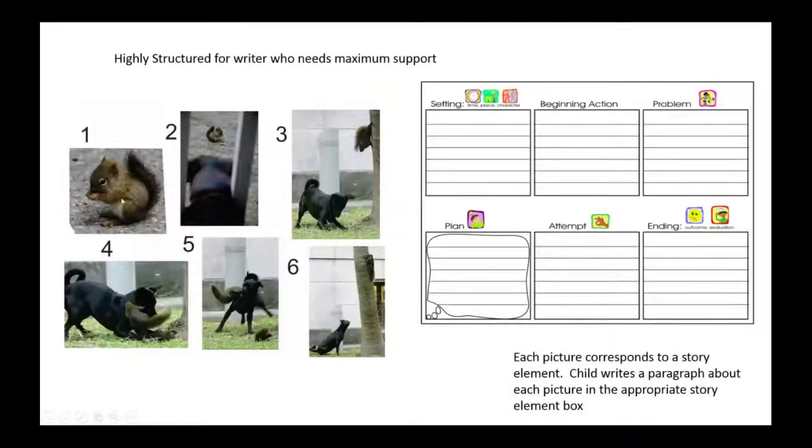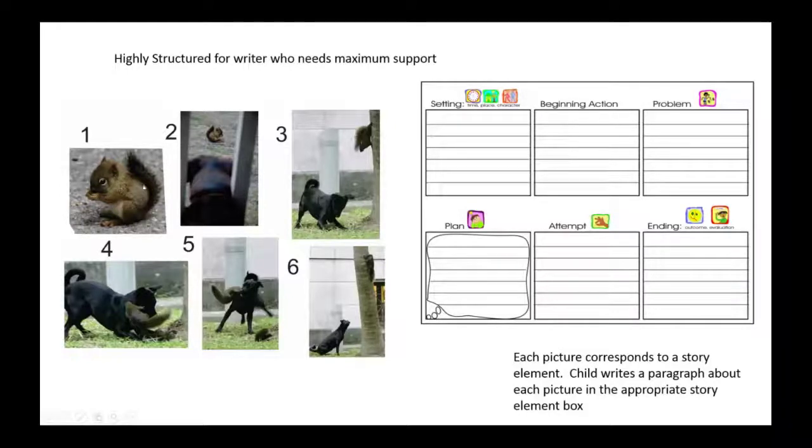So this is an example of a picture set. We've got this little squirrel in the first picture, so we start talking about him. All right, so who is our character? The squirrel. And when do you think this is? Maybe the morning. And what do you think he's doing? He's eating. What do you think he's eating? Maybe some nuts. How did he get that nut? It was on the ground. Okay. Then he had to crack the shell to get to the nut.